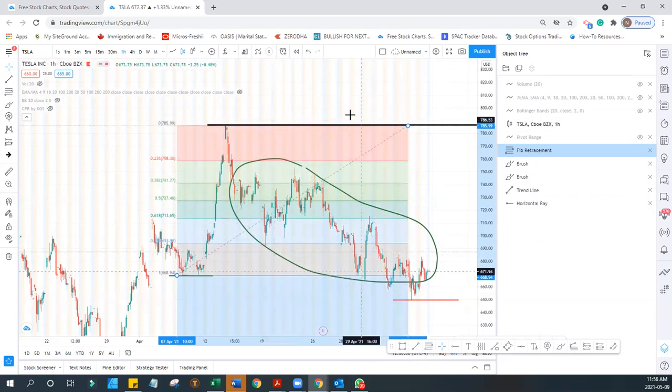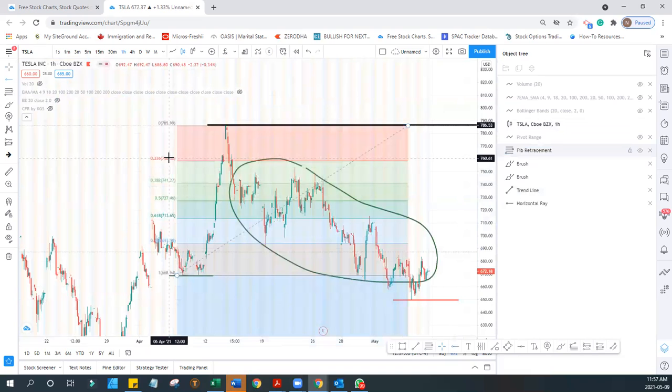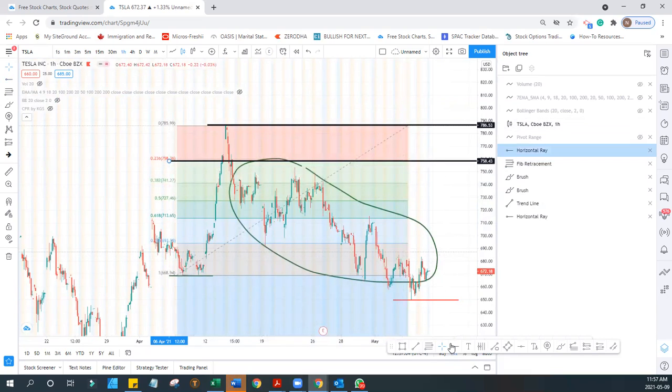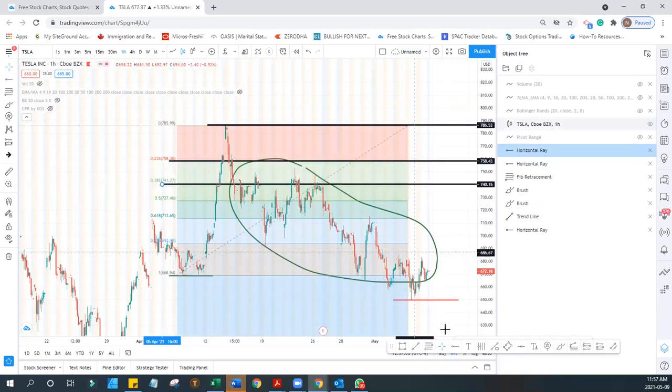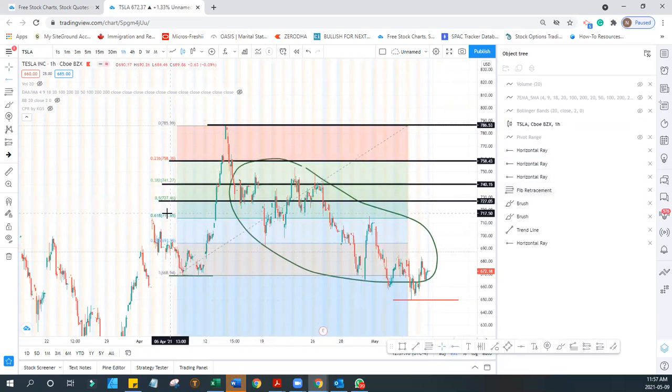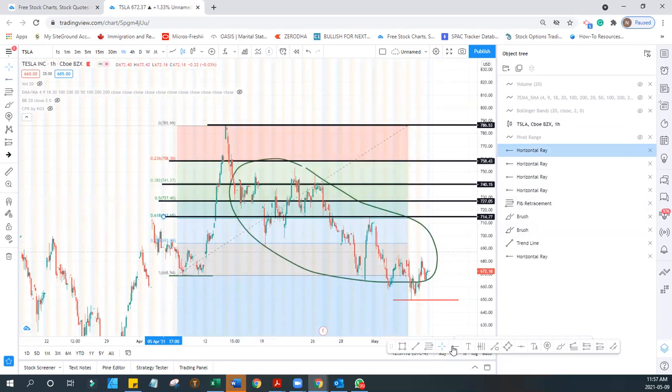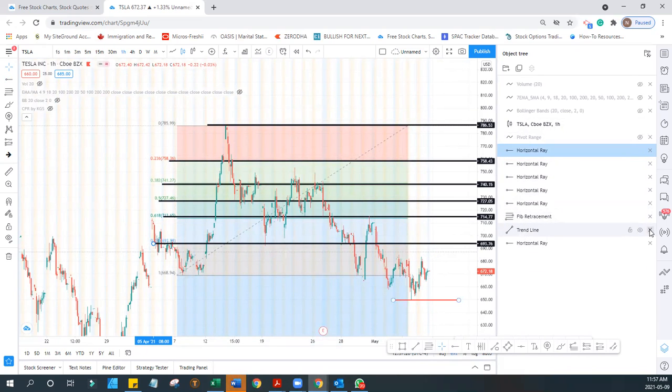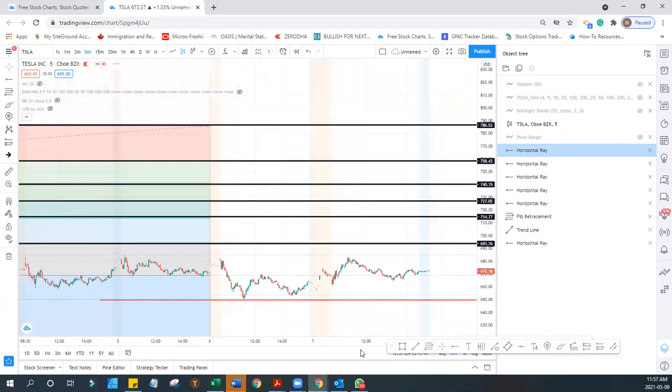Okay, now what I'm going to do is draw the levels like here, because I haven't checked the CPR yet. So I'm just drawing the line. This is all price action. Okay, now I'm going to take this brush off. Now let's go to the smaller time frame.